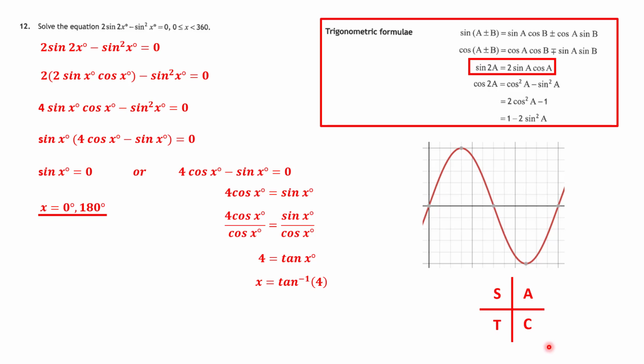Because we know that this is a positive number for tan, so tan can be in the first quadrant or it can be in the third quadrant. So we had 76 from the calculator, so that will be in this quadrant. So we can say x will be 76, or it will be 180 plus 76. So the final answer will be 76 degrees and 256 degrees to the nearest degree. So your four answers are 0, 180, 76 and 256 degrees.